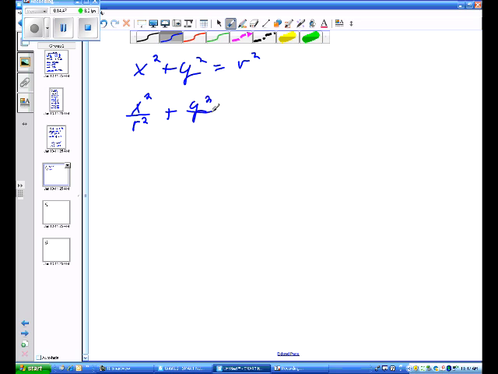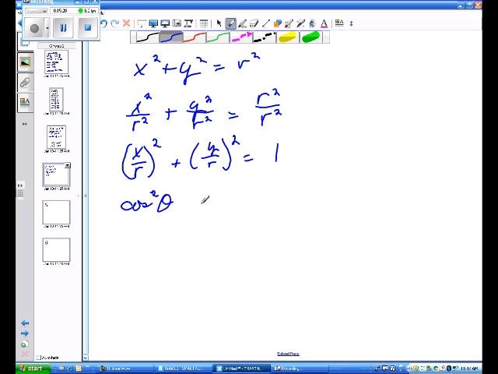I'm going to go ahead and distribute that division on this side, and have x squared over r squared plus y squared over r squared equals r squared divided by r squared. Now x squared over r squared, from algebra, is the same as x divided by r, squared. This is the same as y divided by r, squared. And r squared divided by r squared would be 1. This is cosine, and since it's squared, this is cosine squared theta plus sine squared theta equals 1. And this is our Pythagorean identity.